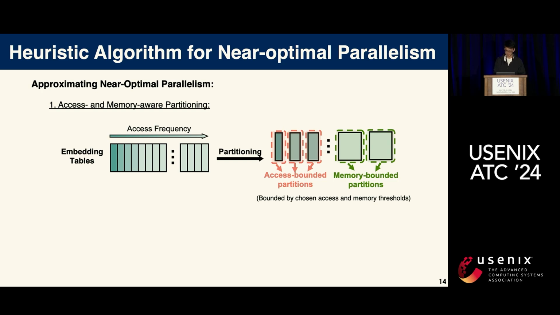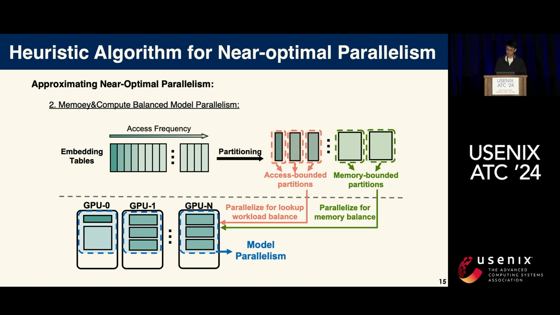So we propose a heuristic algorithm to approximate a near-optimal solution by adaptively partitioning the embedding table. And this approach helps us find the sweet spot between the parallelism granularity and the optimality. We first apply access and memory-aware partitioning, which divides the embedding tables based on the given bounds for access frequency and memory consumption. And this approach helps us achieve a balanced partition size and access frequency among all the small chunks of the partitioned embeddings, which is crucial for avoiding imbalance in the parallelism.